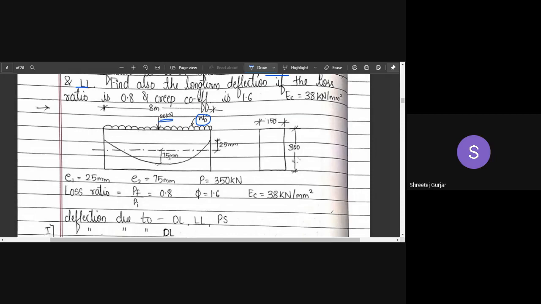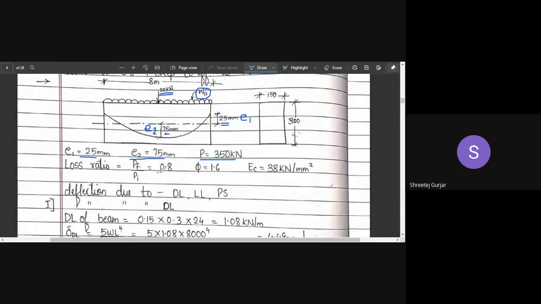At the center you have an eccentricity of 75 mm, and at the support it is 25 mm. So consider e1 as 25 and e2 as 75. In the following numericals, also follow the same convention: the support side eccentricity you consider as e1, and the central eccentricity you consider as e2. Then pre-stressing force 350 kilonewton is given, loss ratio is given, phi creep coefficient is given, and Ec is given to us.